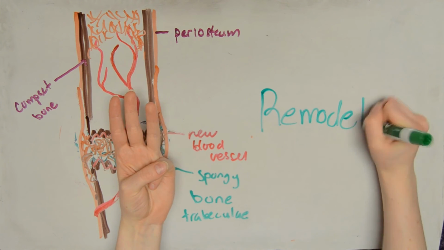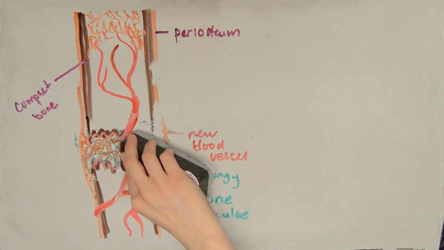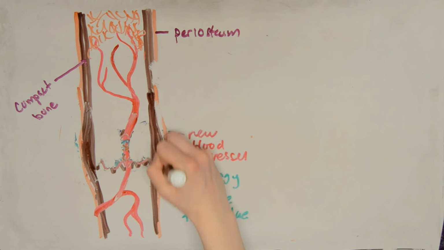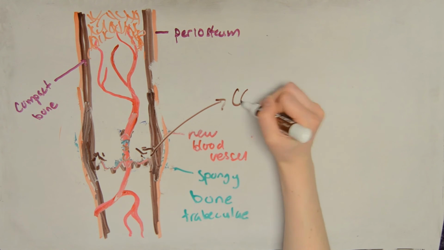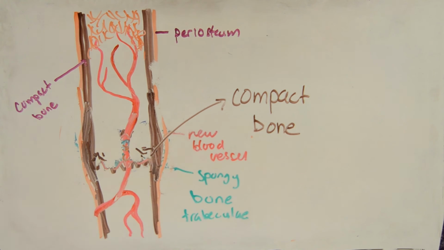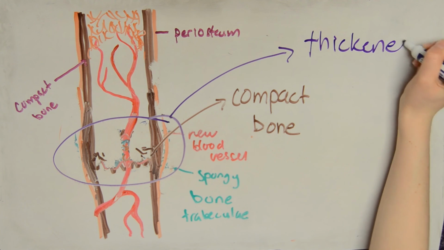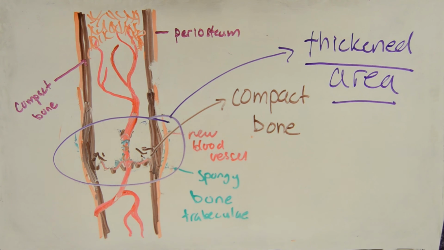The final step is remodeling of the bone, which is when dead portions of the bone that were connected to the formed trabeculae is reabsorbed by the osteoclasts, and then spongy bone eventually becomes compact bone. The aftermath of most bone fractures is the area of breakage. A thickened area of bone forms to further protect that once injured area.